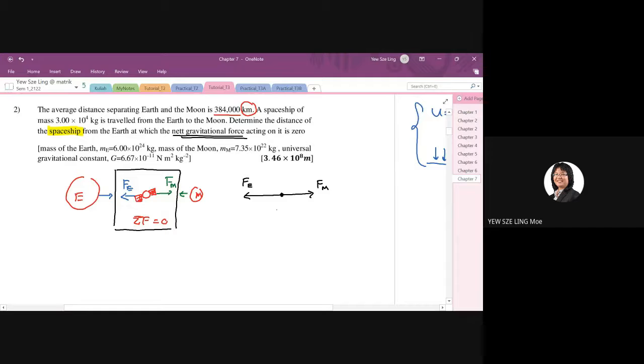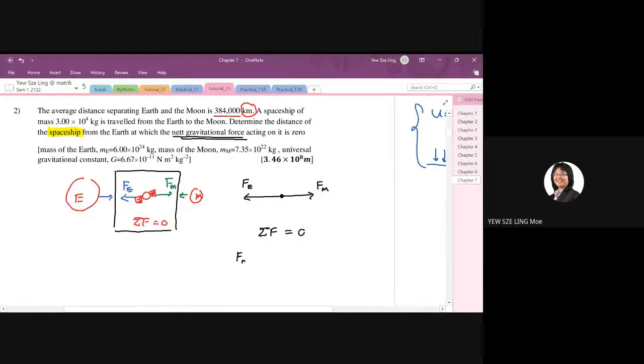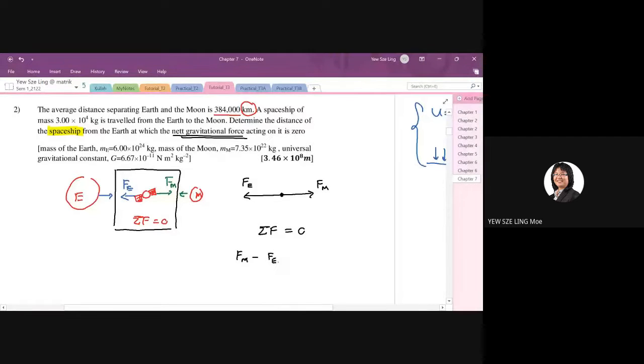All right. So Fm going to the right, Fe going to the left, and according to the question, the thing that I know right now is that total F is equal to 0. Right? So what does it mean? It means Fm minus Fe is equal to 0, the force going to the right minus the force going to the left is equal to 0. Because the net force acting on the spaceship is 0.